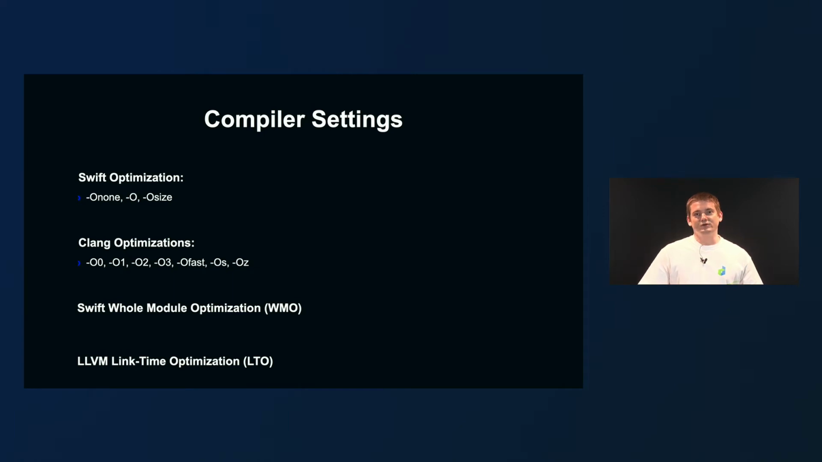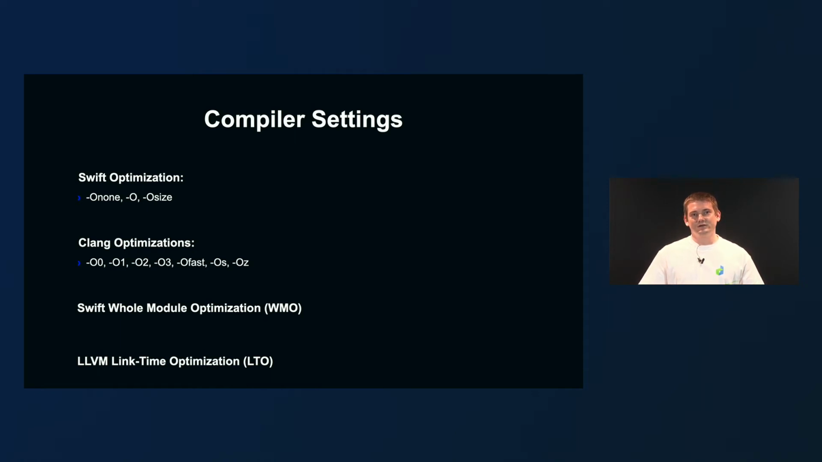Once you have your optimizations in place, you can switch on whole module optimization to help get your optimizations at a higher level. Instead of optimizing a single file, it's going to optimize your entire module. Taking that another step further, we have the LLVM link time optimization. What that does is it takes it even further and provides more optimization at the link time.